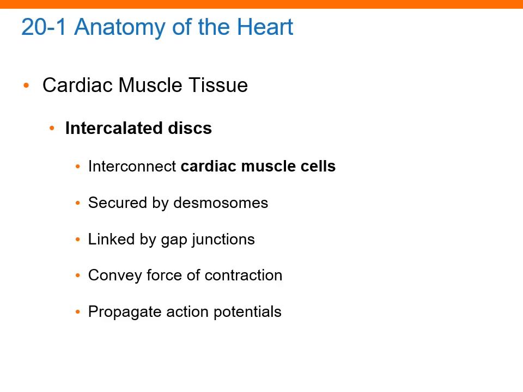The intercalated discs help to spread the force of contraction. So when one muscle cell contracts, it will spread that force to adjacent cells through that connection. And of course, like I said, the gap junctions are critical for propagating the action potentials.